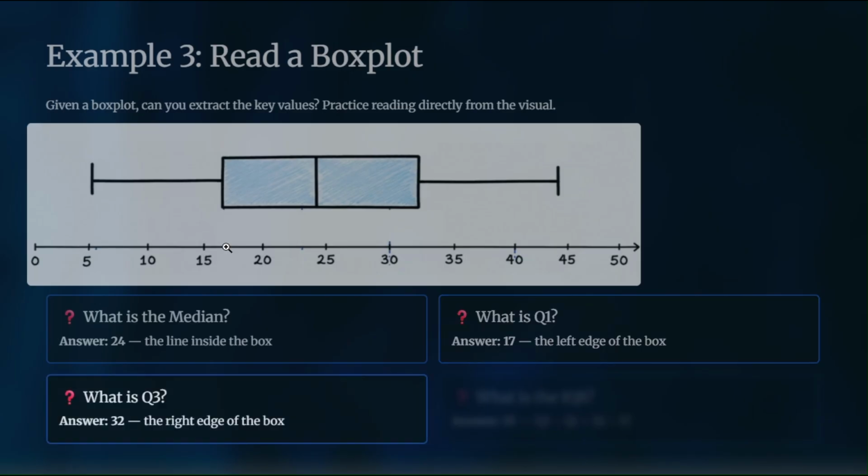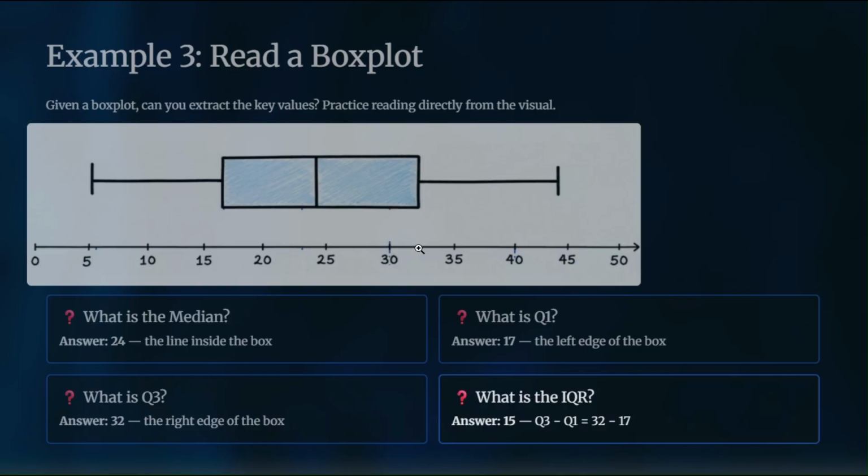Now, what if I ask you what is Q3? You would look at the right edge of the box, which would be approximately 32, somewhere here. And if you want to find the IQR, you would do Q3 minus Q1, which in this case would be 32 minus 17, which is 15. You can also identify the minimum, which would be 6 here, and the maximum, which looks to be around 44.